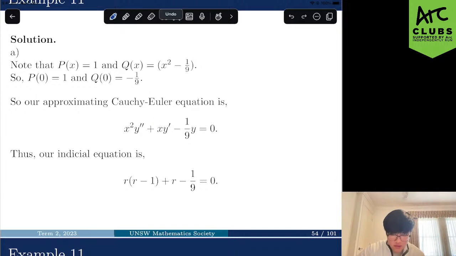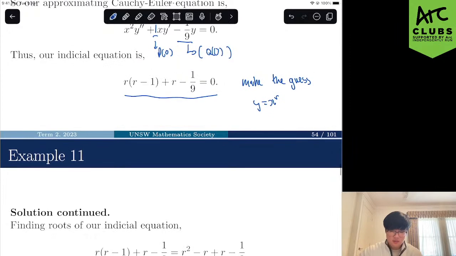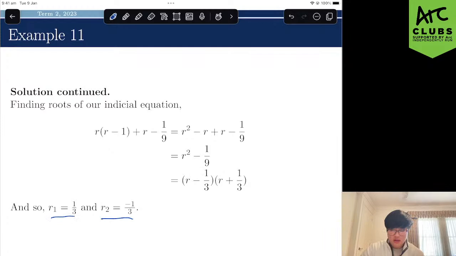There's a 1 in front here, which is just p of 0, and the minus 1 over 9 is just the q of 0. Next, solving that, we get this equation here. Remember, when we make y equals x to the r, we get this equation. Then simply solving that, you get r is equal to 1 and minus 1 over 3. That's from solving the quadratic above.